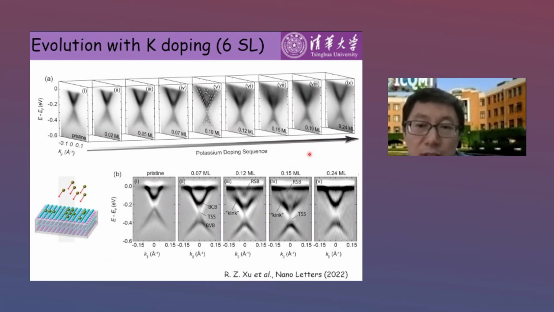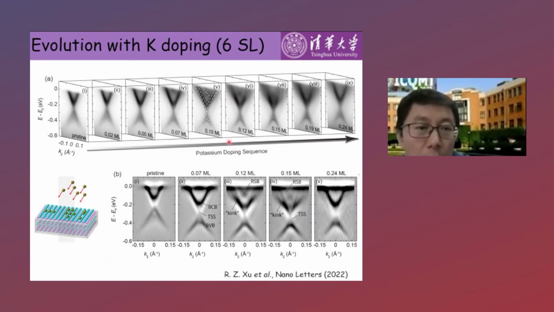We also noticed that the Fermi level of the films is different from the bulk sample. We thus use surface doping of alkali metals to raise the Fermi level of the film. Here is the evolution of the electronic structure of a 6SL film with surface potassium doping. With increasing doping level, the band shifts towards higher binding energies.